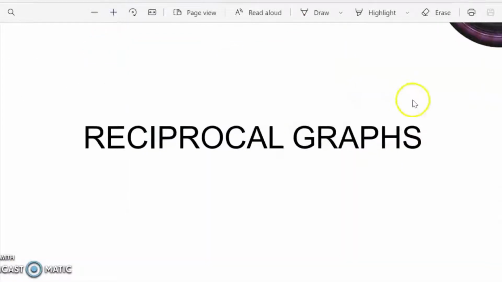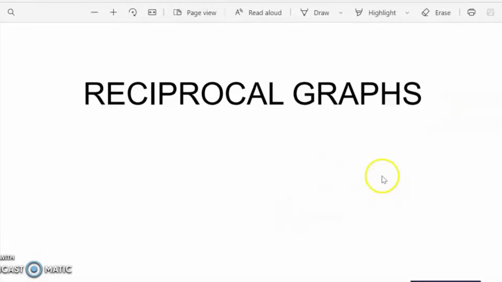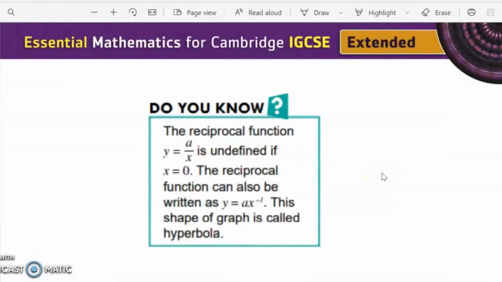Okay, so now we go to the next type of function graph, which is a reciprocal function. So what is reciprocal? The reciprocal function is y equal to a over x. It's undefined if x equals 0. As you can see from this function, if the value of x is equal to 0, the reciprocal function will be undefined.